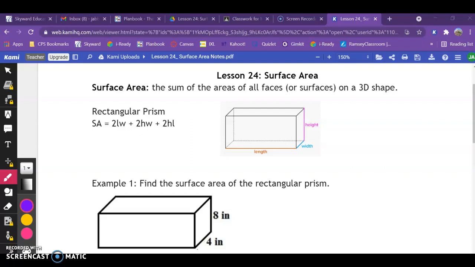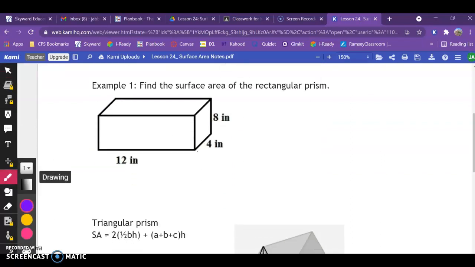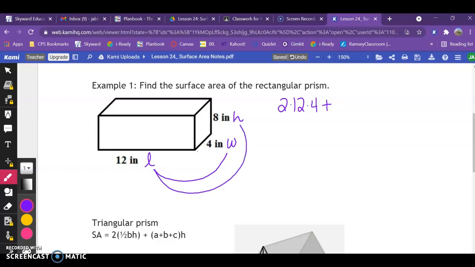So for example 1, we have this rectangular prism here. And remember, this is length, this is width, and this is height. So we have to do 2 times these two multiplied together. So 2 times 12 times 4 plus 2 times these guys multiplied together. So that would be 2 times 12 times 8 plus 2 times these two multiplied together.